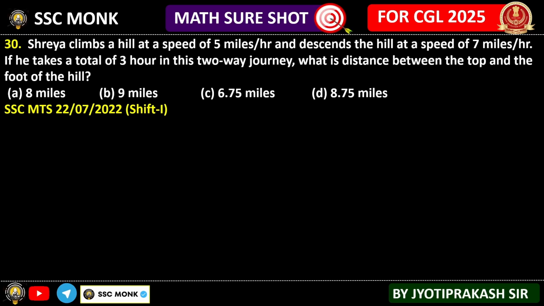Next, Shreya climbs a hill at a speed of 5 miles per hour and descends the hill at a speed of 7 miles per hour. It takes a total of 3 hours in the two-way journey. What is the distance between the top and the foot of the hill? Let's say the distance of one side is equal to d, the other side is also equal to d. Okay, so let's say while he is going up, the time taken was t. Total time was 3 hours, so the other time will be 3 minus t hours.